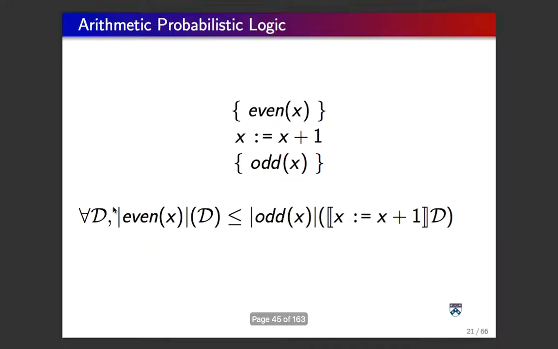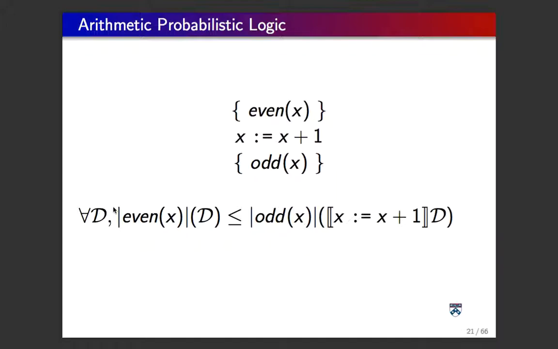So what does this mean? That means that for any distribution, the amount of the distribution in which x is even is less than or equal to the amount of the distribution afterwards in which x is odd.